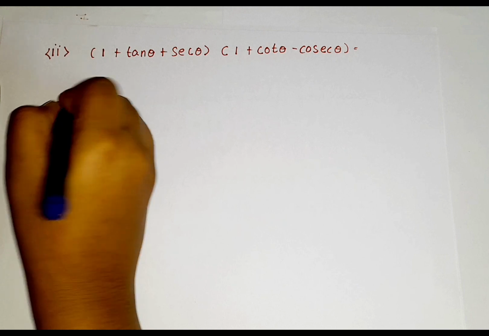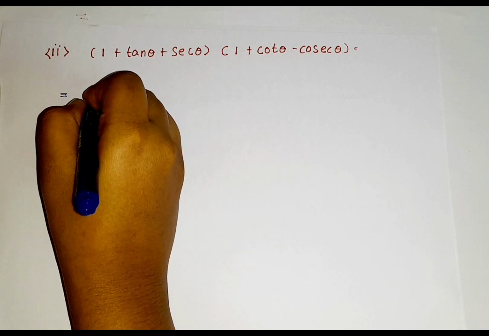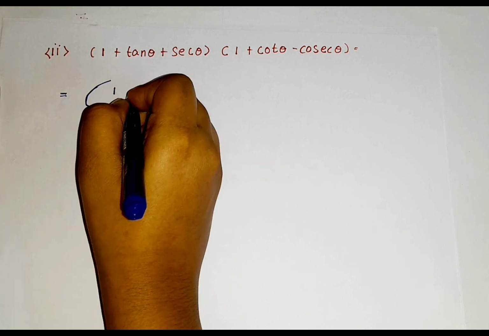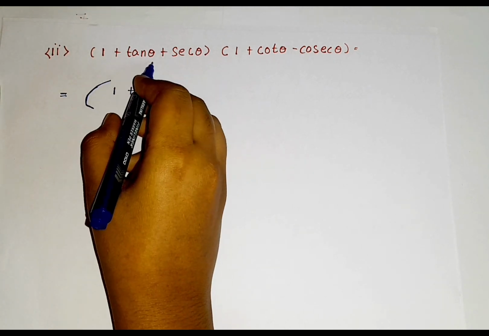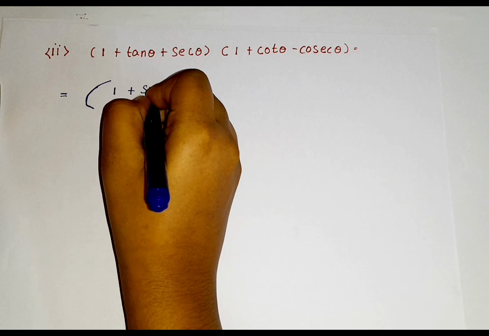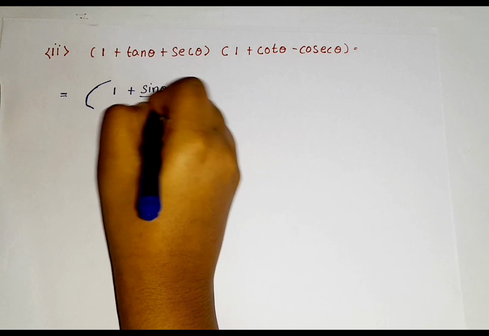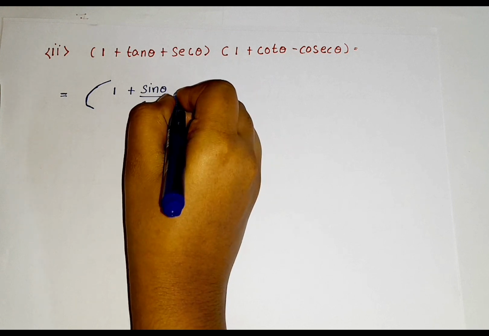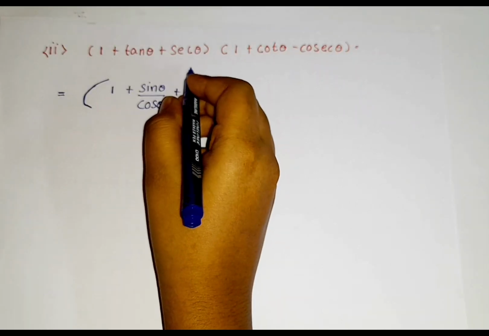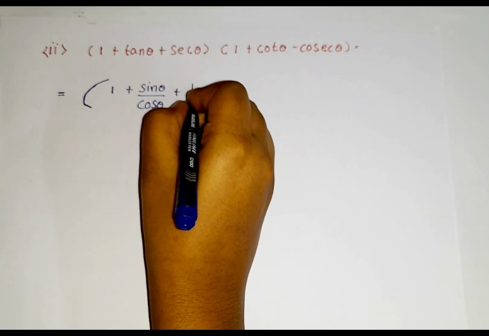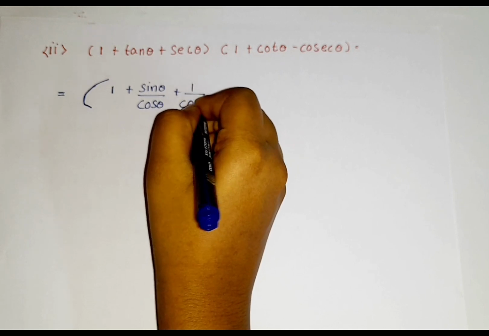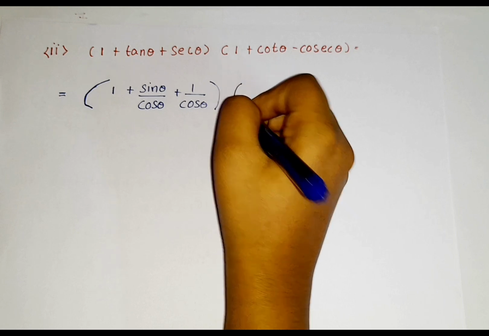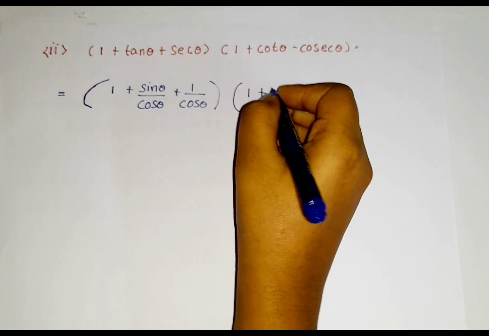So I can write it as equal to bracket, 1 plus tan theta. The formula for tan theta is sin theta by cos theta. And then plus we have secant theta. The formula for secant theta is 1 by cos theta. And then close the bracket, and here also a bracket, 1 as it is plus cot theta.